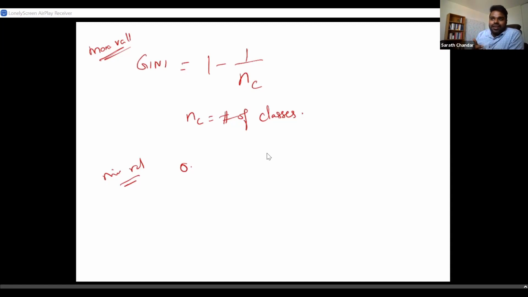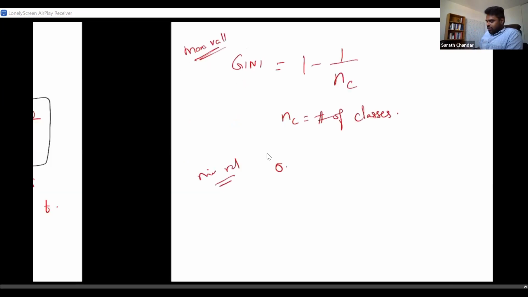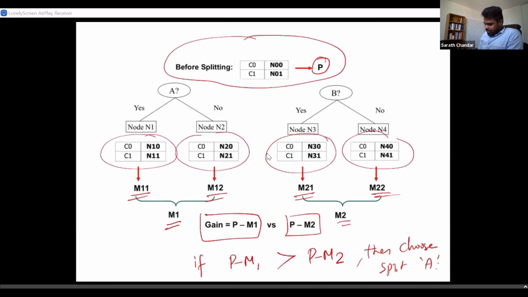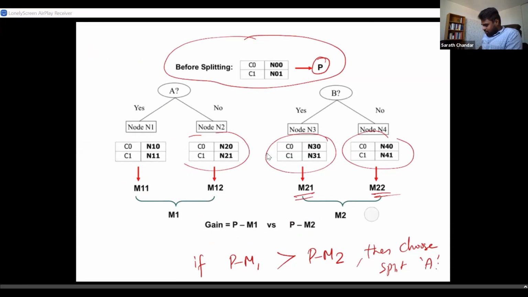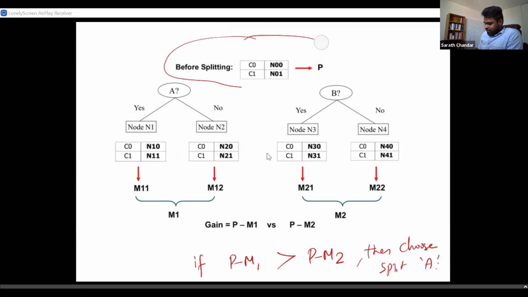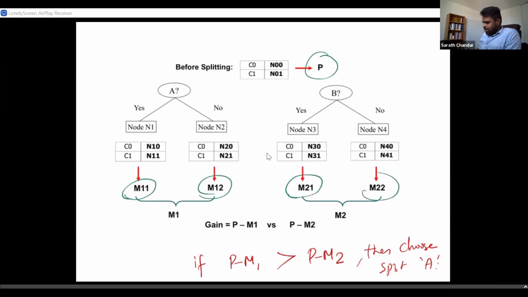Okay, then there was another question in the chat, basically, how do I... Now this gives you an idea. Let me erase all these things so that we can discuss this graph picture again. I have a small eraser. Now we know how to compute P, right? P is the Gini for this table, M11 is the Gini for this table, M12 is the Gini for this table, M21 is the Gini for this table, M22 is the Gini for this table. That we know how to compute now, right?